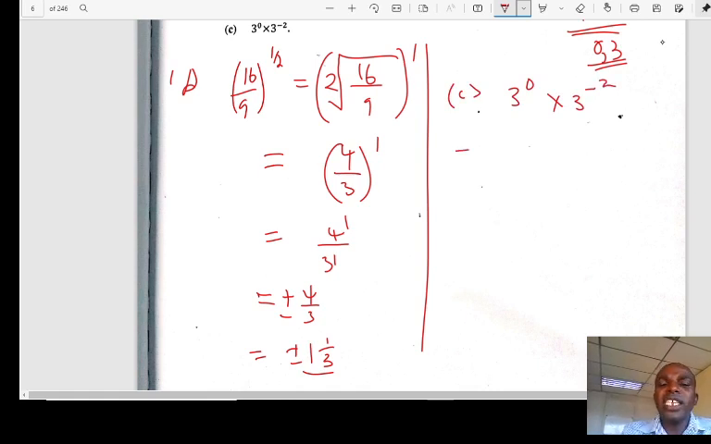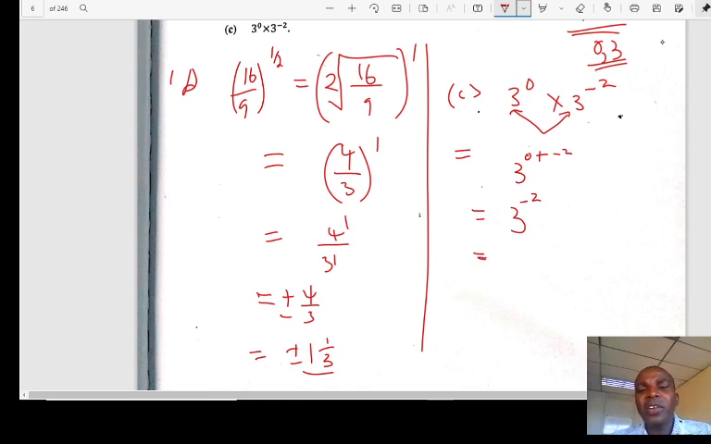Then next part, part C, 3 to the power 0 times 3 to the power minus 2. So these are indices. It's actually law number 1 of indices. Whenever multiplying indices of the same base, maintain the base and add the powers. So you maintain the same base 3, add the powers 0 plus minus 2. So it will be 3 to the power 0 minus 2, which is minus 2 here. Right? You have to go further.